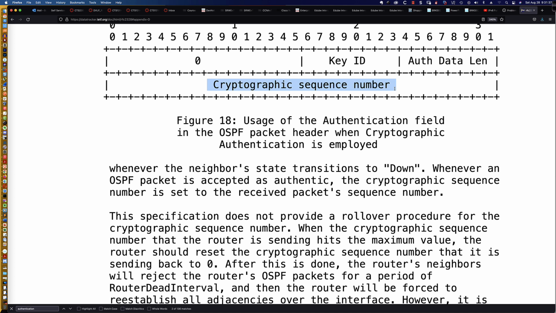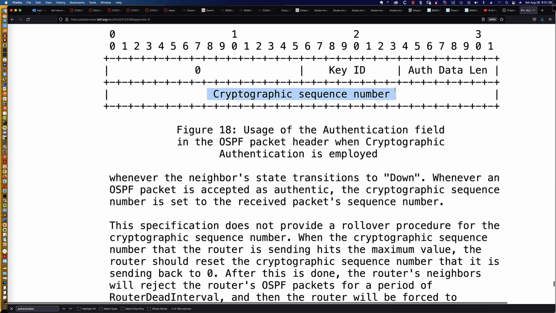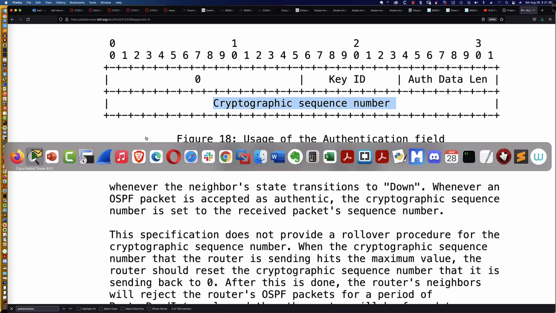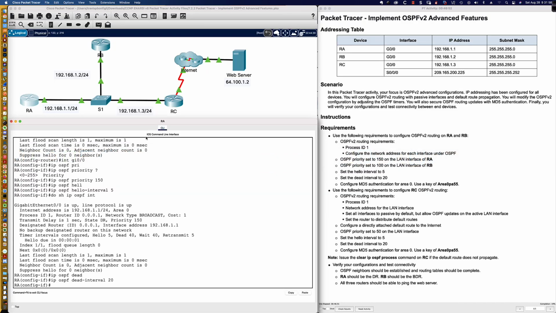I've already got Wireshark ready to go, and that's what we would see, right? You're going to see the key ID, the authentication data length, and the cryptographic sequence number, and the hash that's generated, so that we can see what's the hash that's being exchanged. So this is a good quick read and a little additional information to give you a better understanding of what you would want to do.